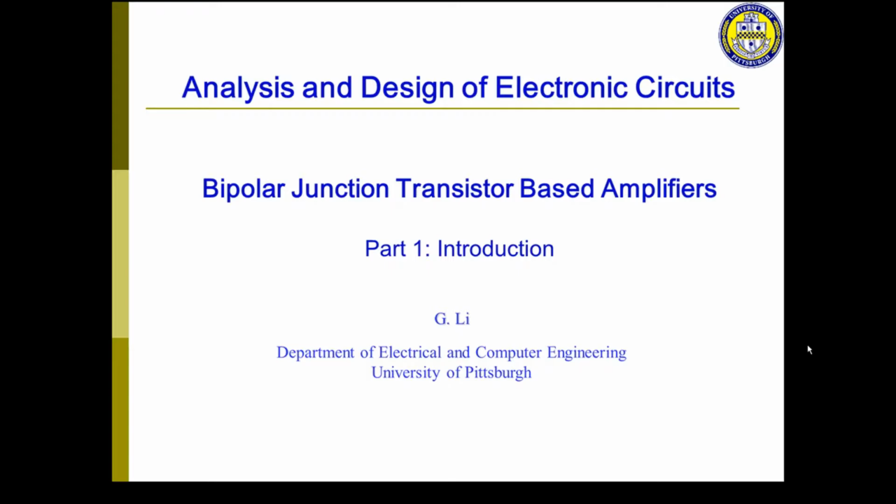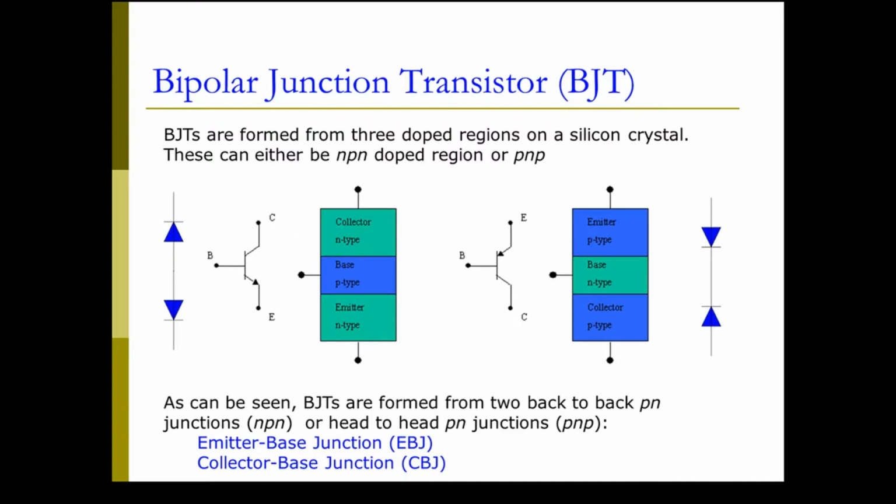A bipolar junction transistor is a 3-terminal device. We can either have an NPN or PNP type of device. As can be seen, this transistor actually can be modeled like 2 diodes or PN junctions put back to back, or head to head together, and we are forming 2 junctions here. One is called the emitter base junction, which is EBJ here. And the second one is called the collector base junction, CBJ here.